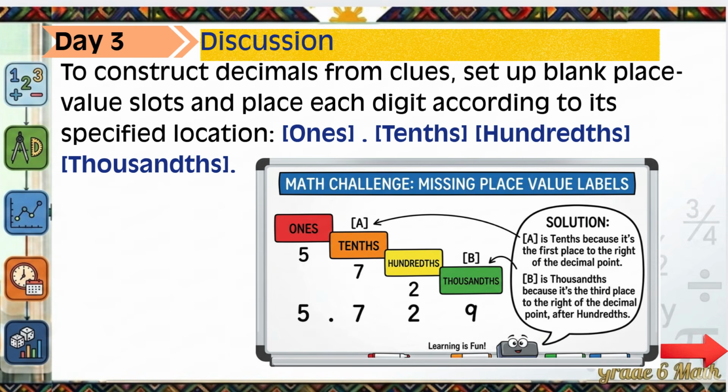In this challenge, we fill in missing place value labels for the number 5.729. Starting directly after the decimal point, label A points to the first spot on the right where the digit 7 sits, which is the tenths place. Next comes the hundredths place with the digit 2. Finally, label B points to the third spot to the right of the decimal point holding the digit 9, which is the thousandths place.